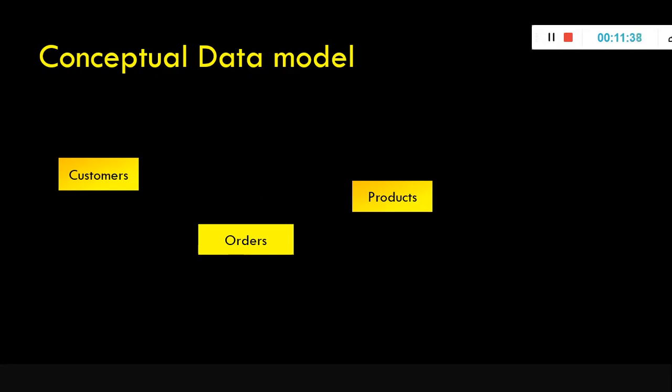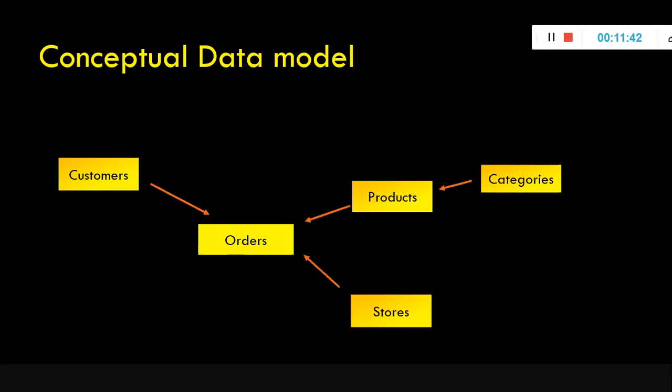So without a relationship, now the question is, why does a relationship need to be created? See, a customer orders a product, and your product belongs to a specific category. And the product can be located in more than one store also.